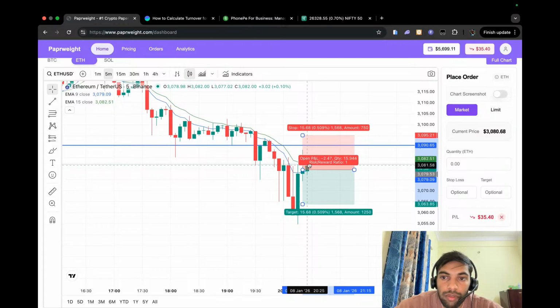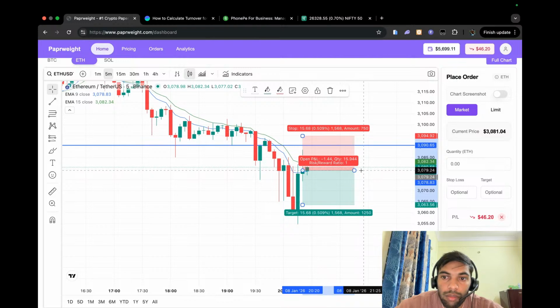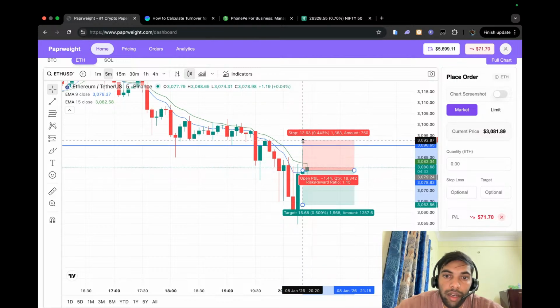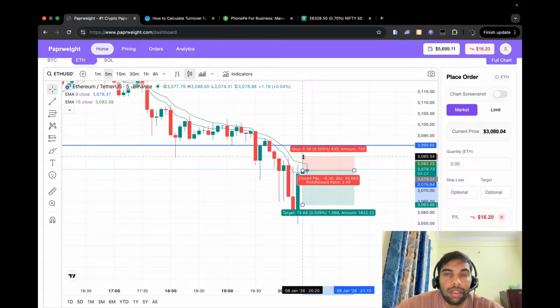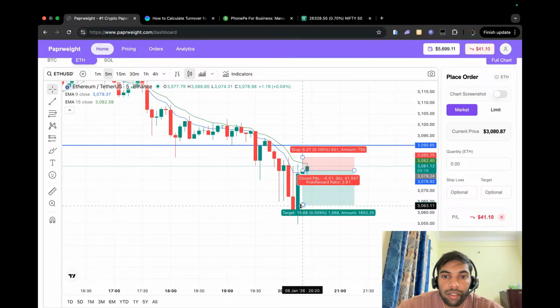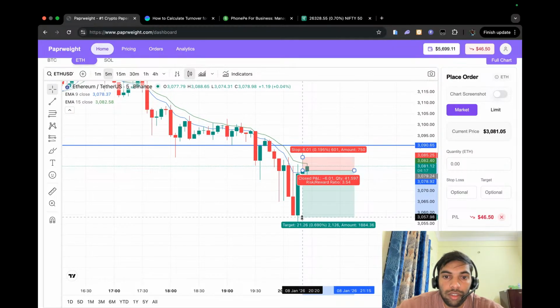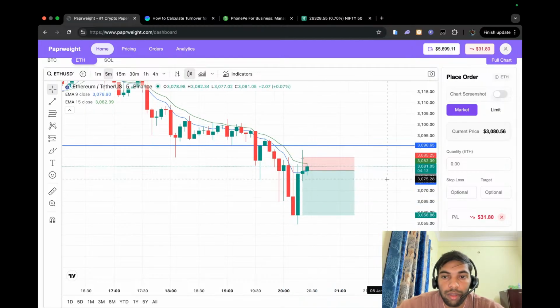Although this might be an early move. 3079, yeah, somewhere here. And my 6318, yeah, so I will give $180 as a stop loss. My target would be at this point, so something like this.